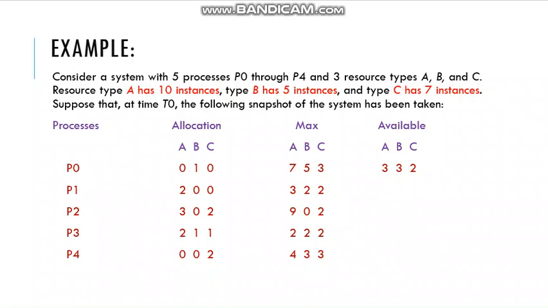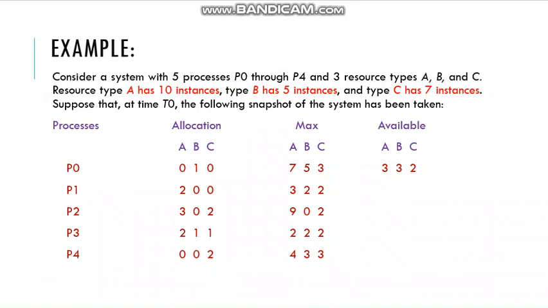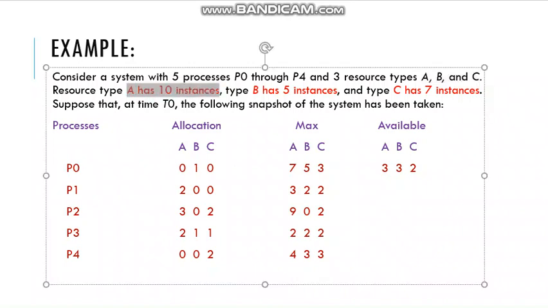Okay, so we'll consider this example where a system has five processes, P0 to P4, and there are resource types A, B, and C. Resource A has 10 instances.